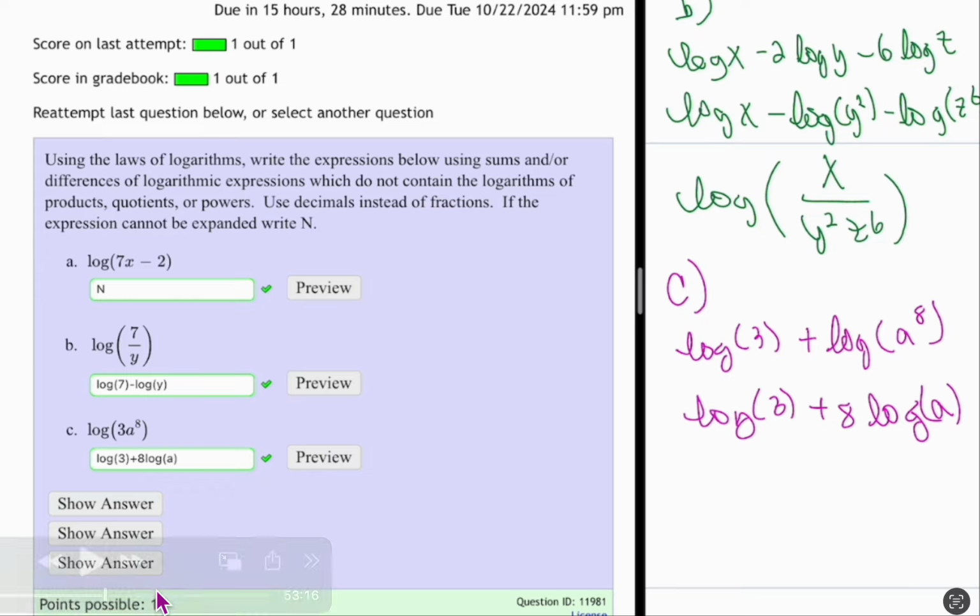All we're going to do is take the log of the top minus the log of the bottom. Now I do have c over here to the right. First I would write it like this. See, it's just the log of 3 plus the log of a to the 8th. But it will mark it wrong if you leave it like that. Remember, it says in the instructions, do not contain the logarithms of products, quotients, or powers, because we got to remember that 8 needs to drop down in front. So you see how I put the 8 in front of the log of a. So be careful with that, okay? So that is how we expand. So that is question 17.